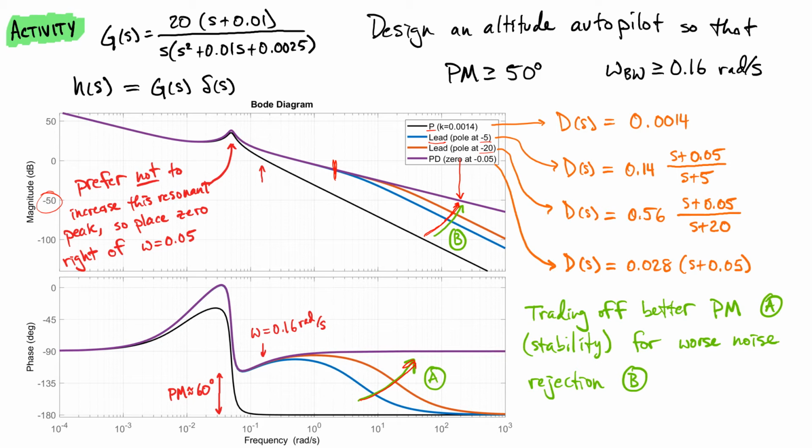Going from proportional control, which is this black curve, very close to 180 degrees here, we get a huge boost just by using any of these controllers. The PD controller is going to give us the most phase, but it's also the one that reduces the noise attenuation the most. Just like similar examples we've looked at previously, there's this natural trade-off.